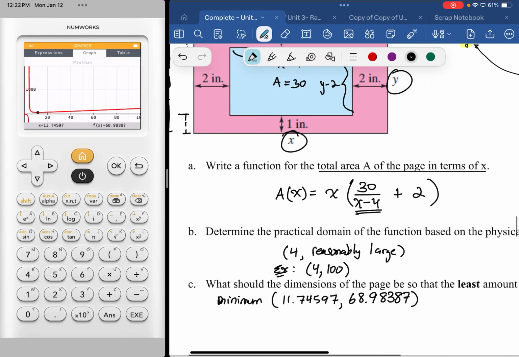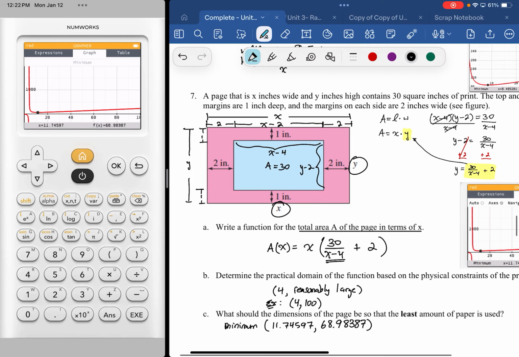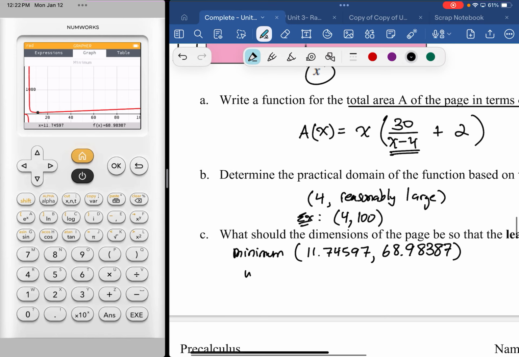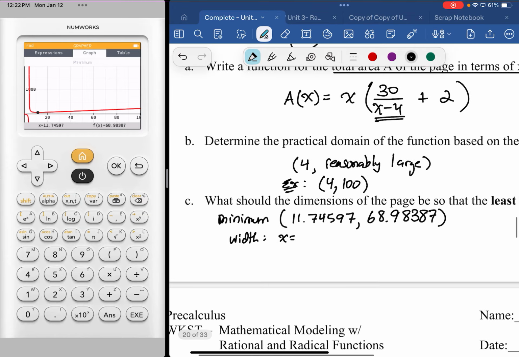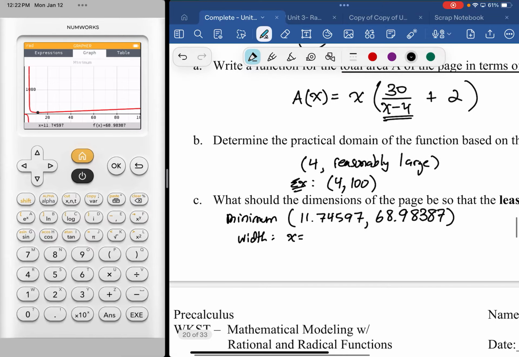So do they say width and length? Yeah, reasonably enough to assume that the width is your X value. No rounding instructions. Be careful. Just whatever the question says to round it to, round it to. We'll go to nearest tenth. It's pretty typical. 11.7, I believe it was inches.